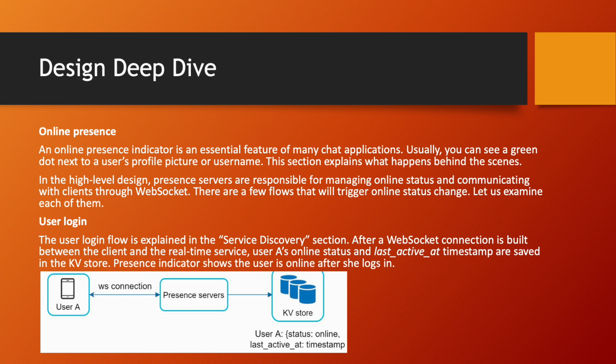Now, user login. The user login workflow is explained in the service discovery section. After a WebSocket connection is built between the client and the real-time service, user A's online status and last active timestamp are saved in the key value store. The presence indicator shows that the user is online after she logs in. For example, here we have user A, WebSocket connection, presence servers, and key value store. The key value store persists the presence data.